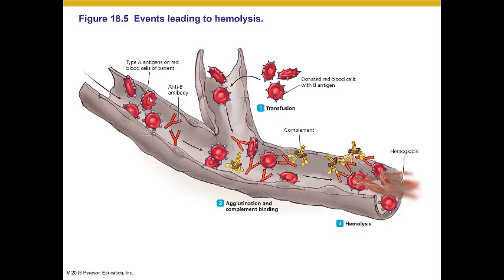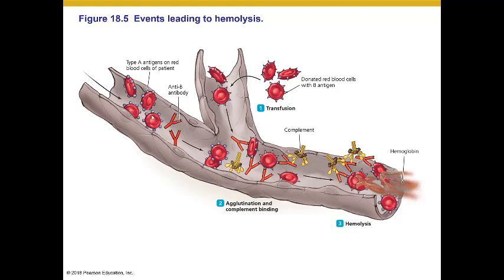So in this example, these are the host or the patient's red blood cells in this blood vessel right here, the ones with the circular antigens on their surface. Those antigens are type A antigens. So this patient has type A blood because his red blood cells have A antigen on their surface. Those people with type A blood also have in their blood anti-B antibody. This antibody is designed to bind to B antigen. So this person doesn't have B antigen on their red blood cells.